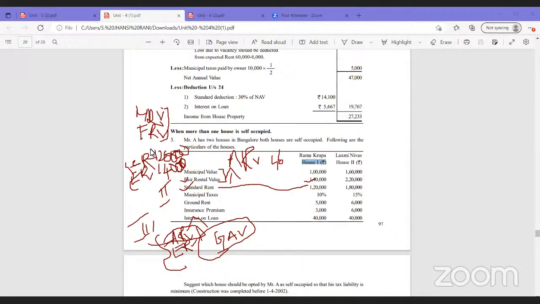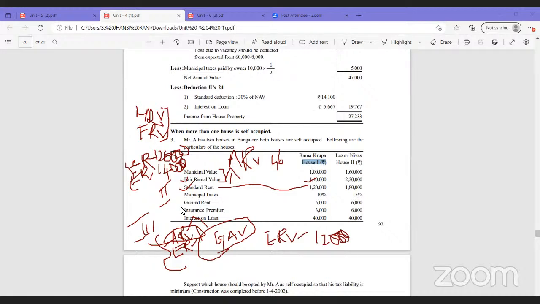What we will do, whatever is given in step 2, that will be taken to step 3 as ERV, that is 1,20,000, and that is only considered as gross annual value. Ground rent is given as 5,000. Ground rent is not actually relevant here, because we are calculating this in order to find out the income we are getting from the house which is given for rent purpose. So whenever we give for rent purpose, we will see what income is coming.